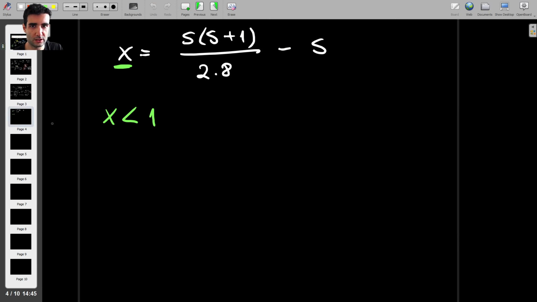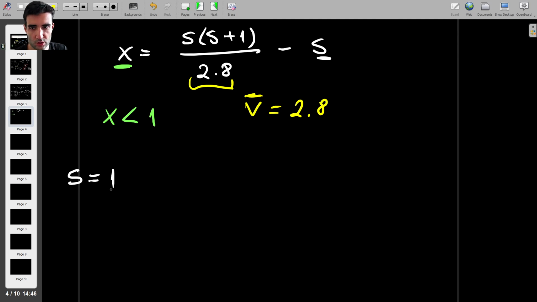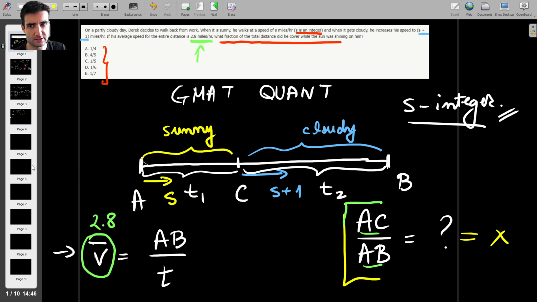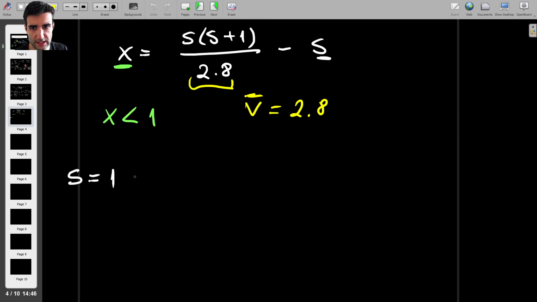But the other thing we could try to do is use the fact that the average speed is 2.8. So this most likely means that the speed of the person, S, is somewhere around 2.8. It could be 2, it could be 3. So let's try out a couple of values. Let's first try S equals 1, right? Because we know S is an integer, so we can try a few things and see what happens.